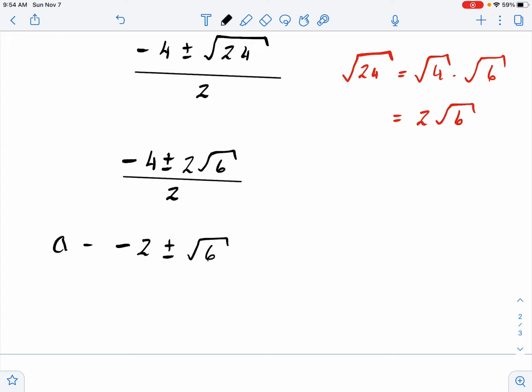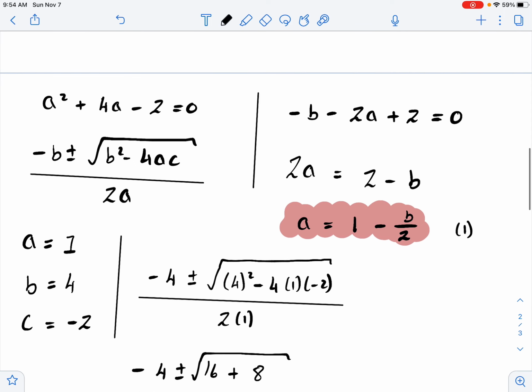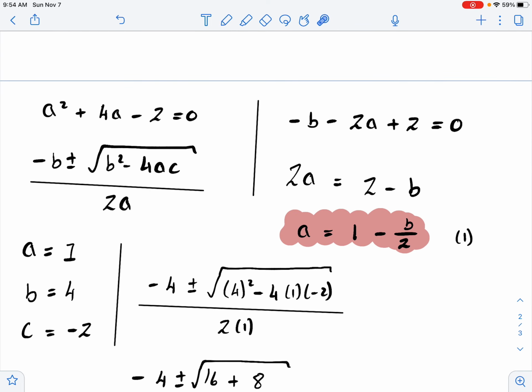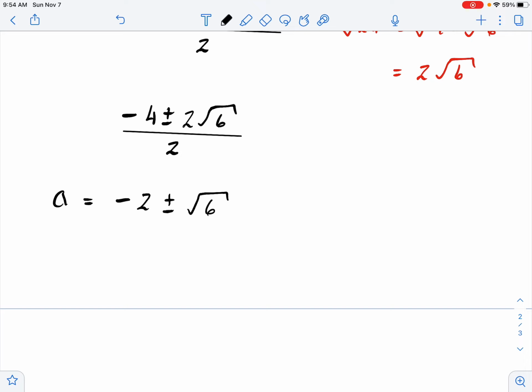That's my value for a. Those are the solutions to this equation right here. These are the values of a that make the statement true. So a equals minus 2 plus or minus root 6. So two solutions, minus 2 plus root 6, and minus 2 minus root 6. That is part 2 of the problem complete.